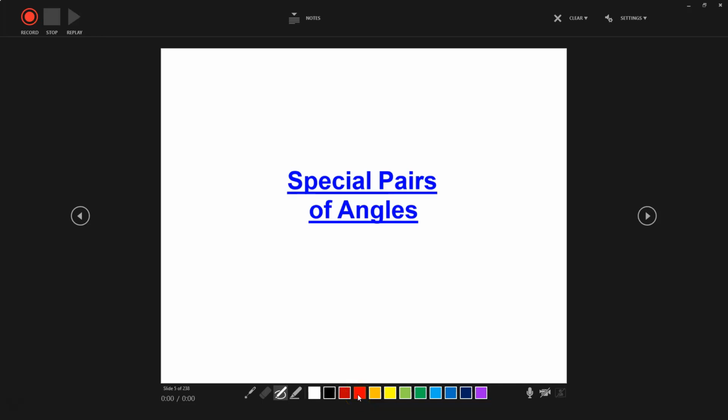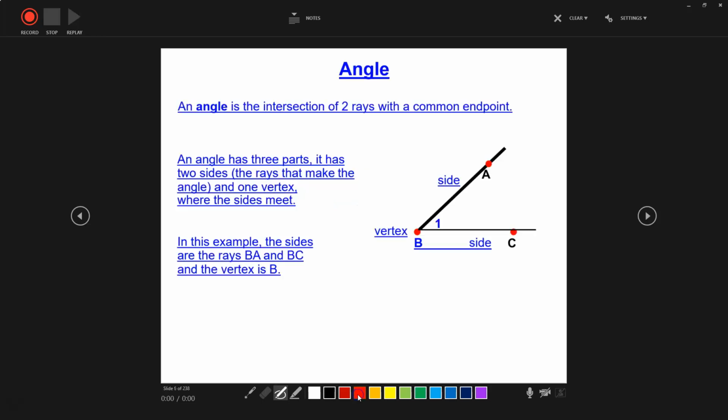We're going to talk about special pairs of angles. What is an angle? An angle is an intersection of two rays with a common end point. An angle has three parts. It has two sides, the rays that make the angle, and one vertex where the sides meet.